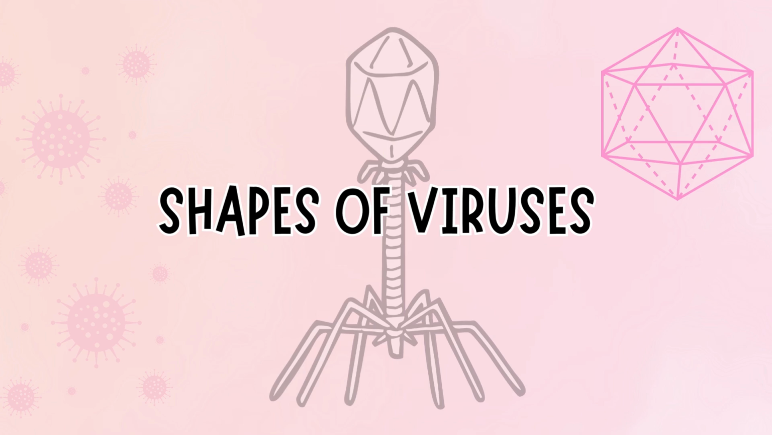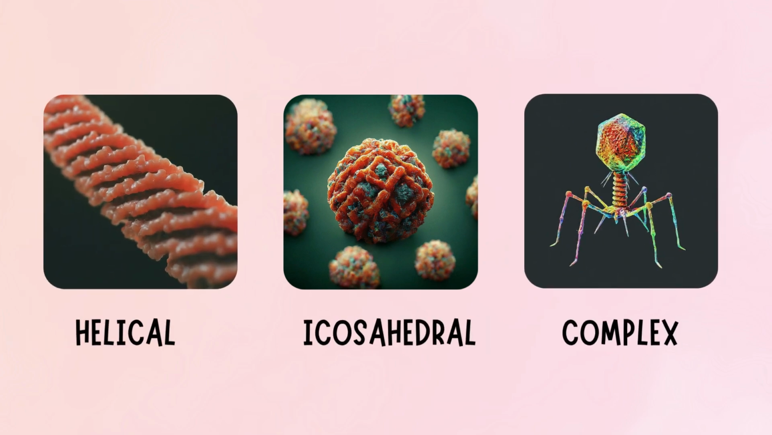And today we are going to focus on the shapes of the viruses, and we will understand the different shapes of viruses which help us to comprehend their behavior, infectivity, and how they interact with the host cell. So viruses basically come in different varieties of shapes and sizes. The three main shapes of the viruses are helical, icosahedral, and complex, and each shape is uniquely suited to the virus's method of infection and replication.